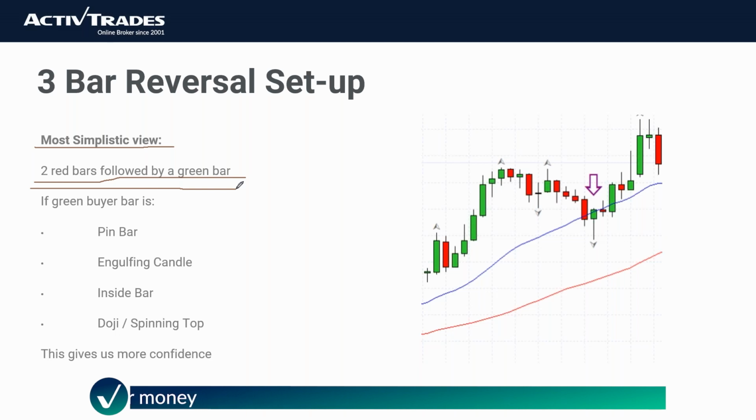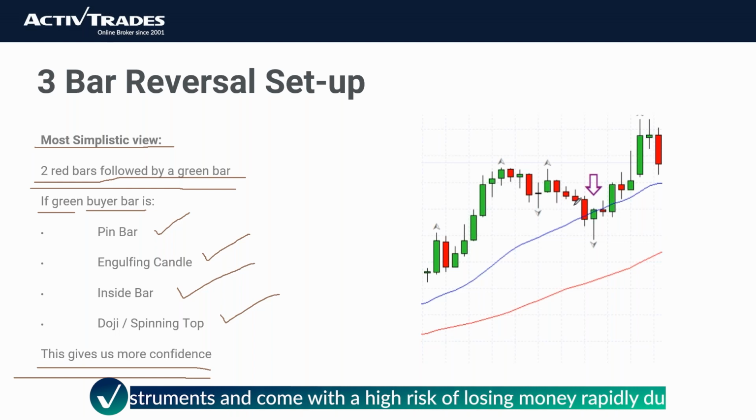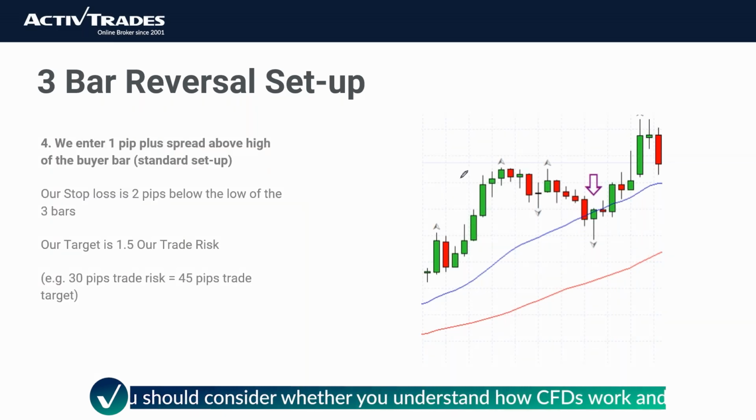But what I've found with experience over the years is if the buyer bar is something like a pin bar rejection candle, or a bullish engulfing candle, or an inside bar, or a spinning top, then that gives me much more confidence. In this particular case, 2 red bars followed by a green bar, that green bar is also a bullish pin bar, a bullish rejection candle. So when I see that price action in the 3rd bar, it gives me much more confidence that this is a buying opportunity. So if you've identified it, how do we trigger?